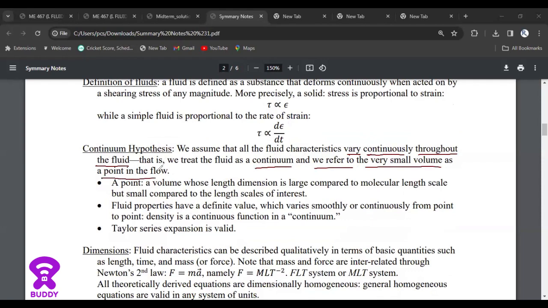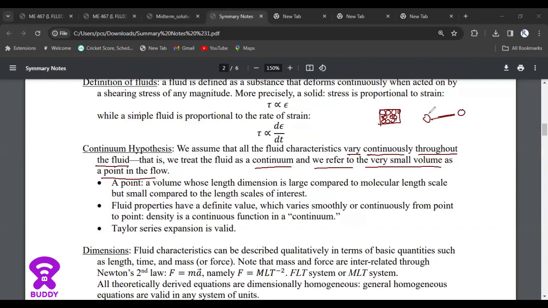That means, suppose there is a solid particle, right? In the solid, they are very, very compact. They are very close to each other, each and every particle. You cannot even differentiate. But in a fluid, especially in a gas, you can see the difference. There is a gap between one fluid particle and the other. That gap we are neglecting. We think there is a gap, but we assume there is no gap.